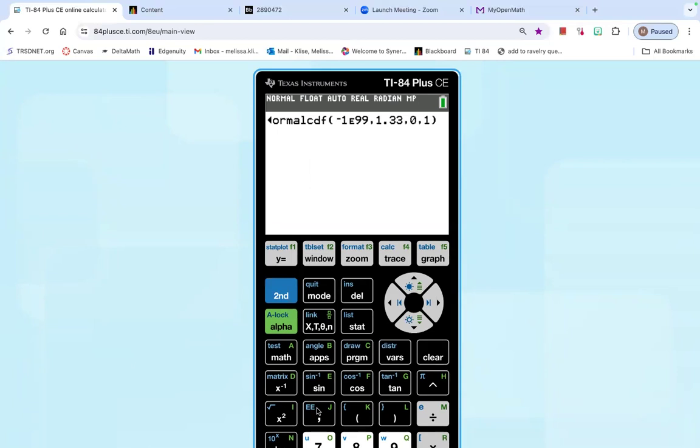If you have a TI-83 instead, this is what it'll look like on your screen. You'll do the normal CDF: negative 1E99, comma 1.33, comma 0, comma 1. Close your parenthesis. Hit enter. And we got the same thing as the z-table. It's just not rounded. Questions on this before you do an example on your own?